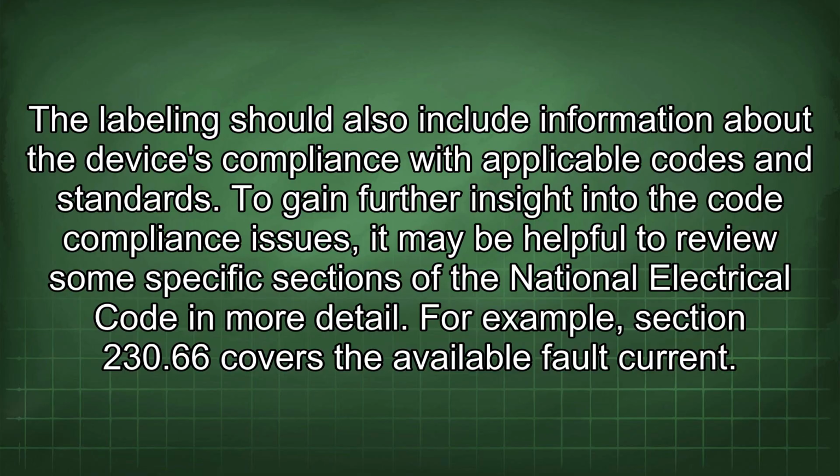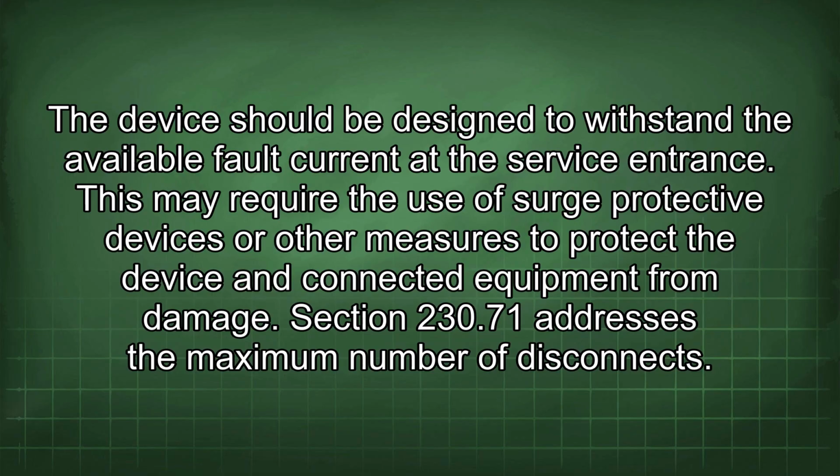To gain further insight into the code compliance issues, it may be helpful to review some specific sections of the National Electrical Code in more detail. For example, Section 230.66 covers the available fault current. The device should be designed to withstand the available fault current at the service entrance. This may require the use of surge protective devices or other measures to protect the device and connected equipment from damage. Section 230.71 addresses the maximum number of disconnects.